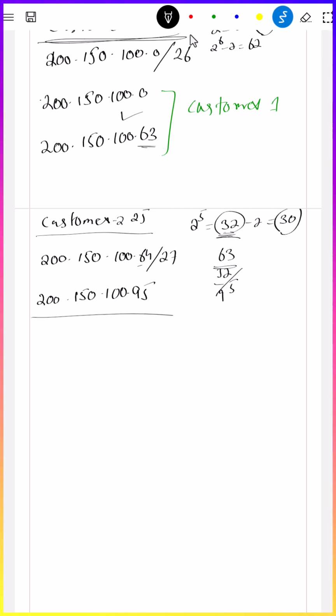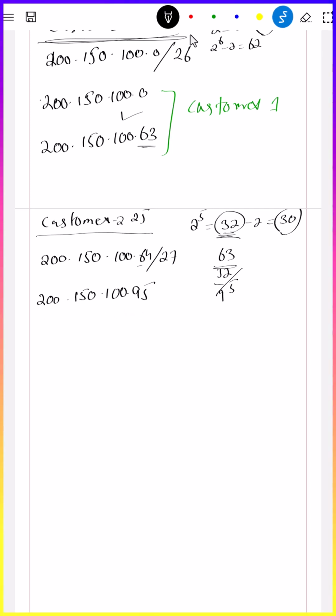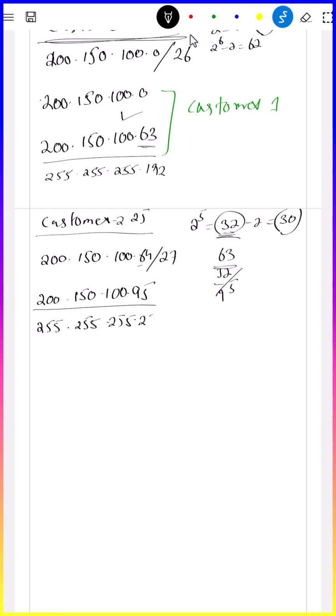Subnet mask is changed now. Okay, let me write the subnet mask. Here the subnet mask was what? 255.255.255.192. Here 255.255.255.224, because 3 bits are borrowed. Okay, it was 192 because 2 bits were borrowed.